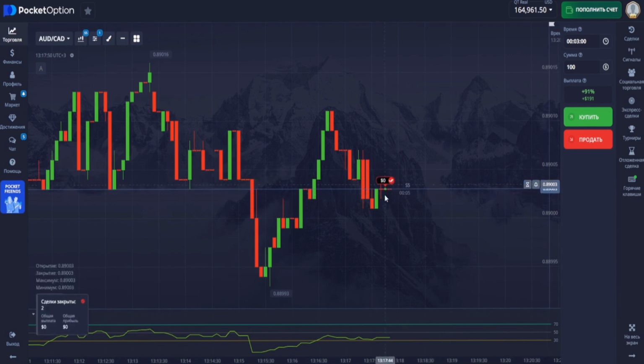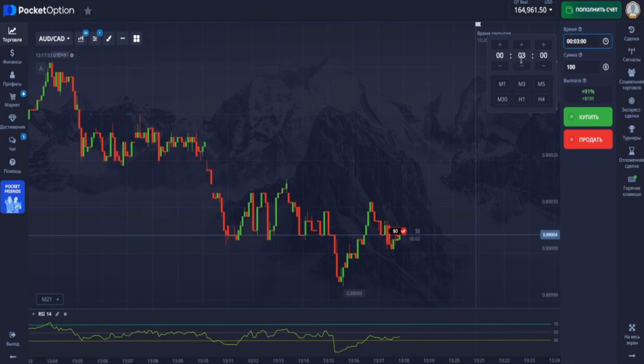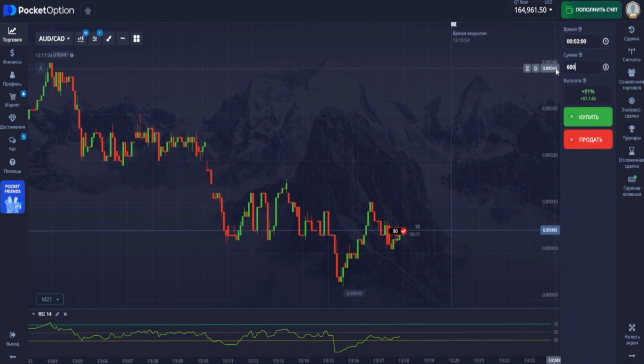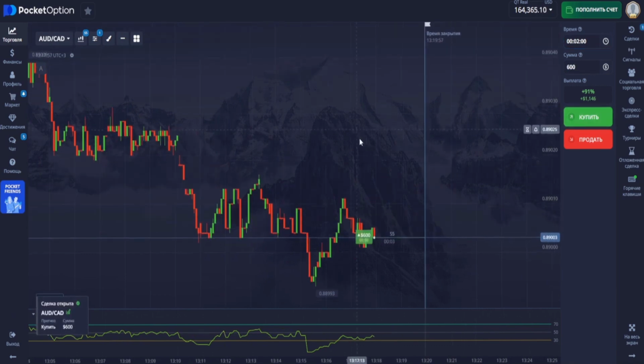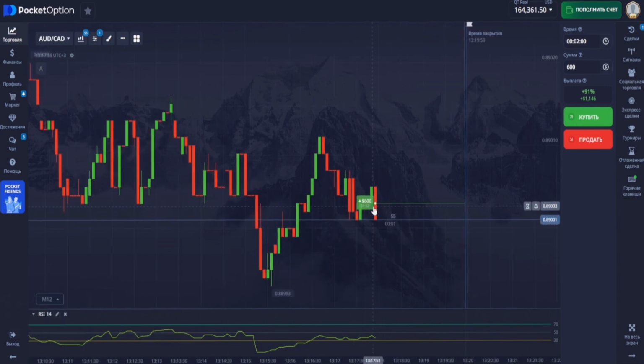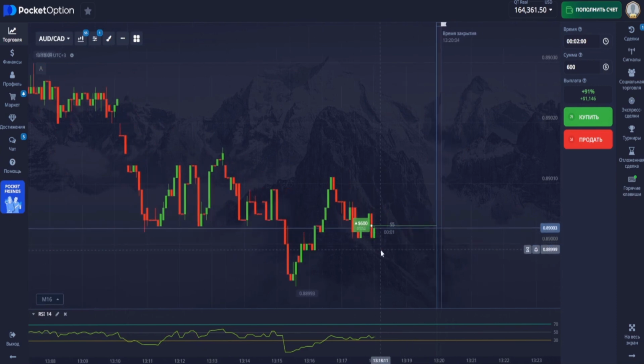See, in the second situation, we also close with a small loss of a few points. Let's open another trade here for $600. That's it, the last 2-minute closure. If this trade closes at a loss, then we'll move on and analyze the next currency pair together. And there, we really need to look for a good setup.